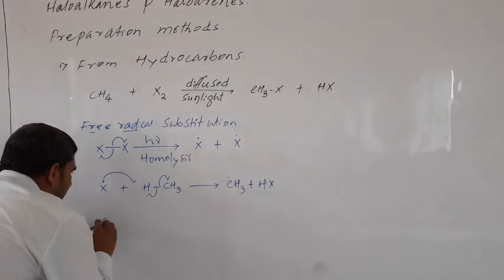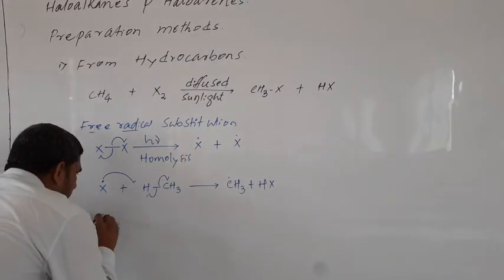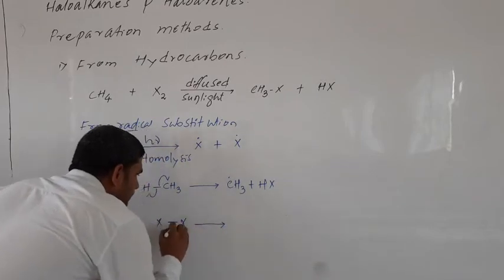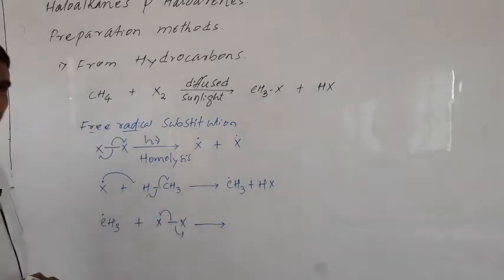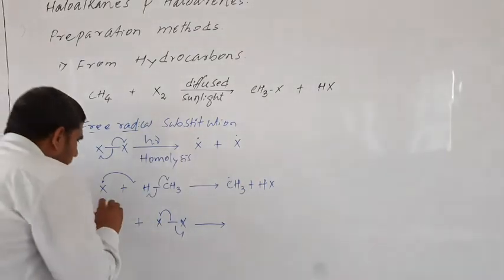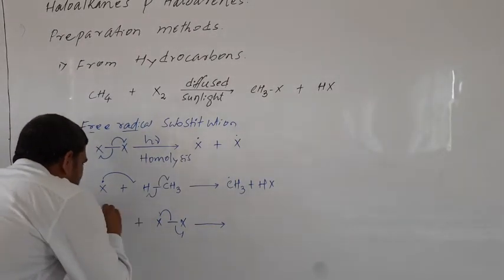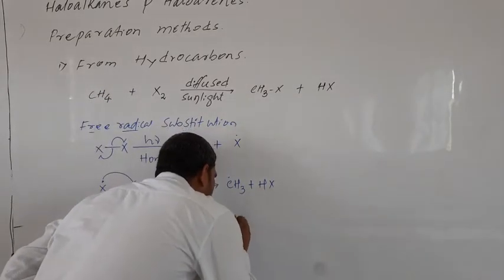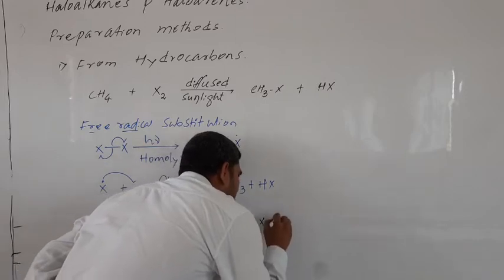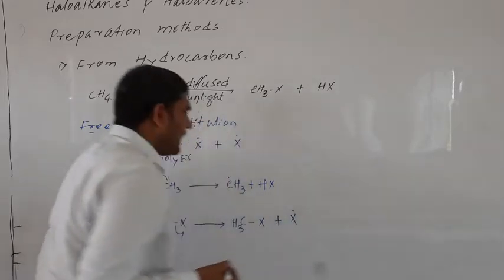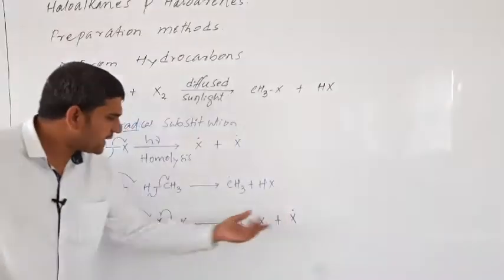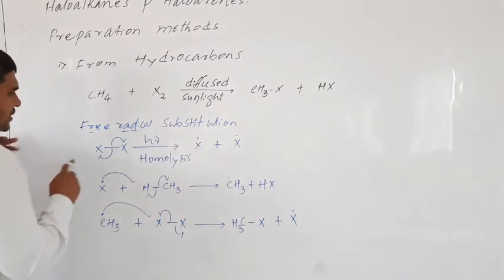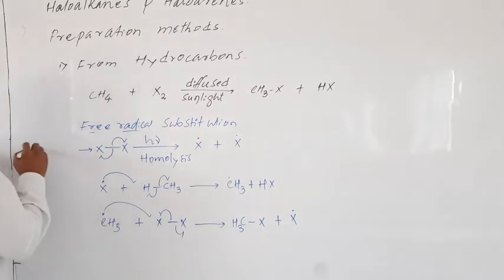This methyl free radical again attacks another X2 molecule, another halogen molecule, and now this methyl free radical combines with this halogen free radical to form CH3X plus again a halogen free radical. Again this halogen free radical attacks the methane molecule. This process is actually the initiation step. This step is known as what?